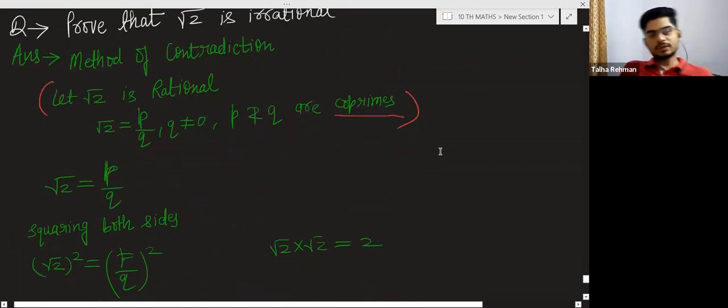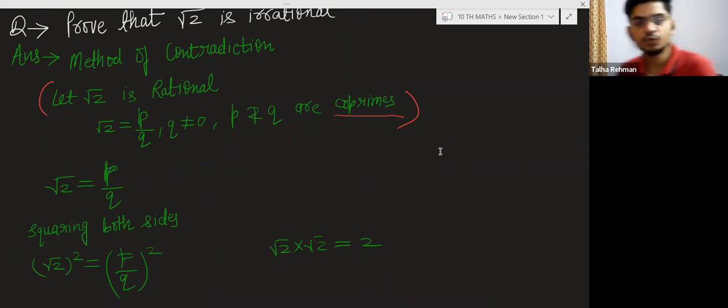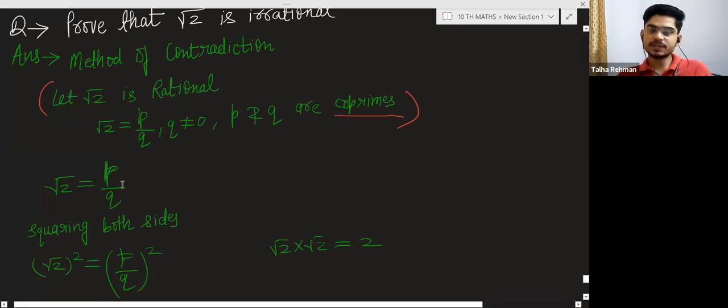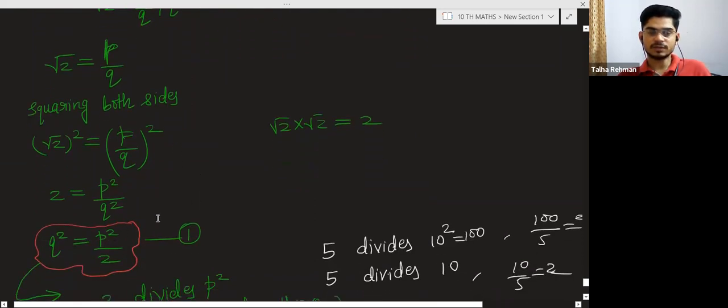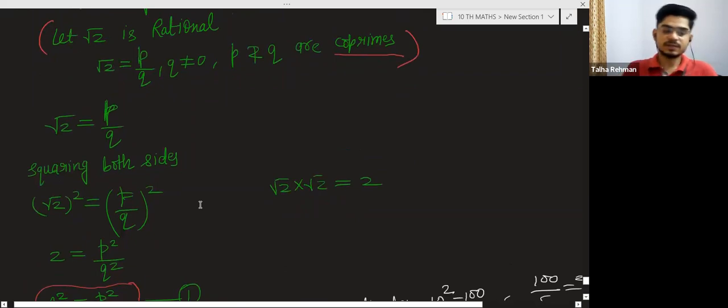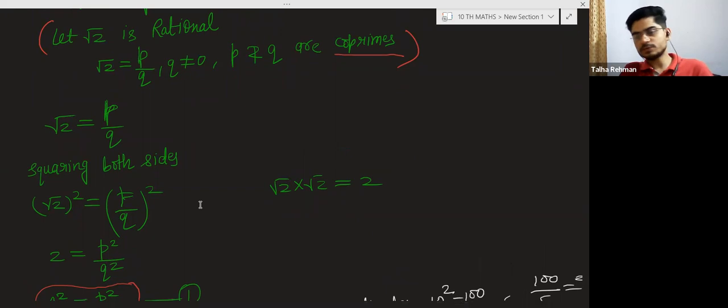We have considered initially root 2 is rational. We have assumed that root 2 is rational. So root 2 can be represented in this form if this is rational. We have written earlier. So what I have done, I have squared both sides, and I got this result. And from this result, I can say p square can be divided by 2. So p can also be divided by 2.